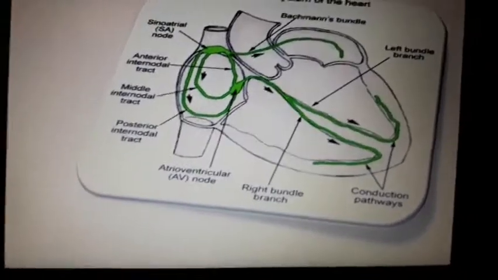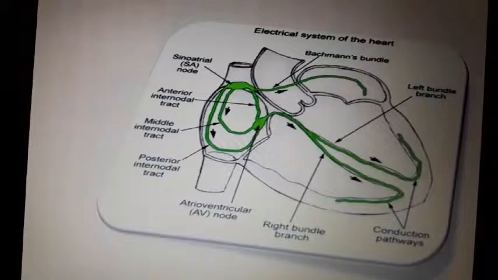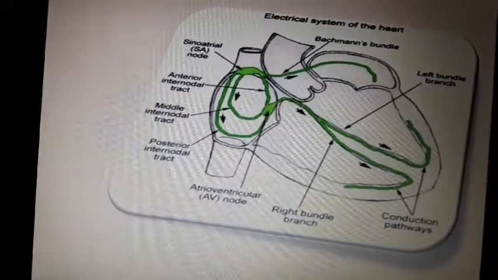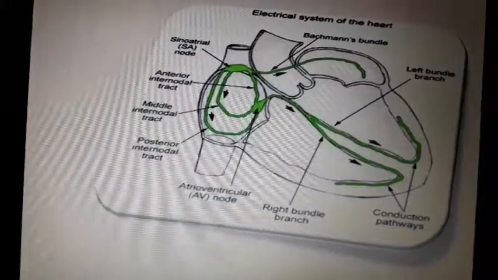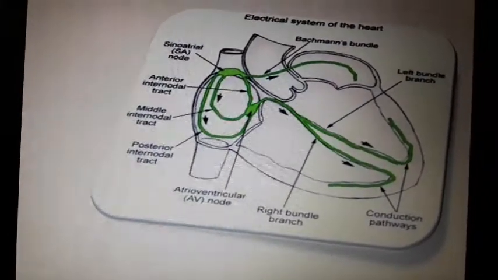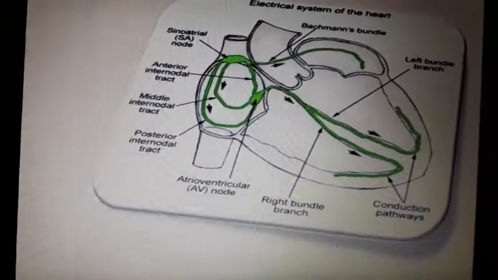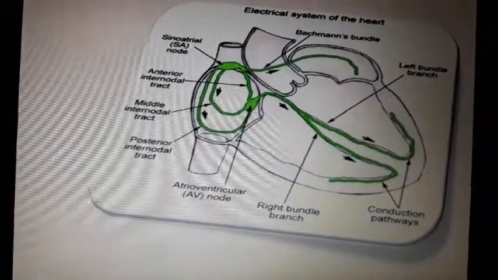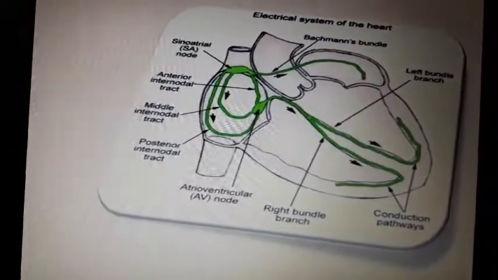In this diagram, we can see the electrical system of the heart. First of all, the most important component is the pacemaker of the heart, also known as the sinoatrial node or SA node, which is situated at the wall of the right atrium in the upper corner, which has the property of autorhythmicity and therefore is also named as pacemaker.